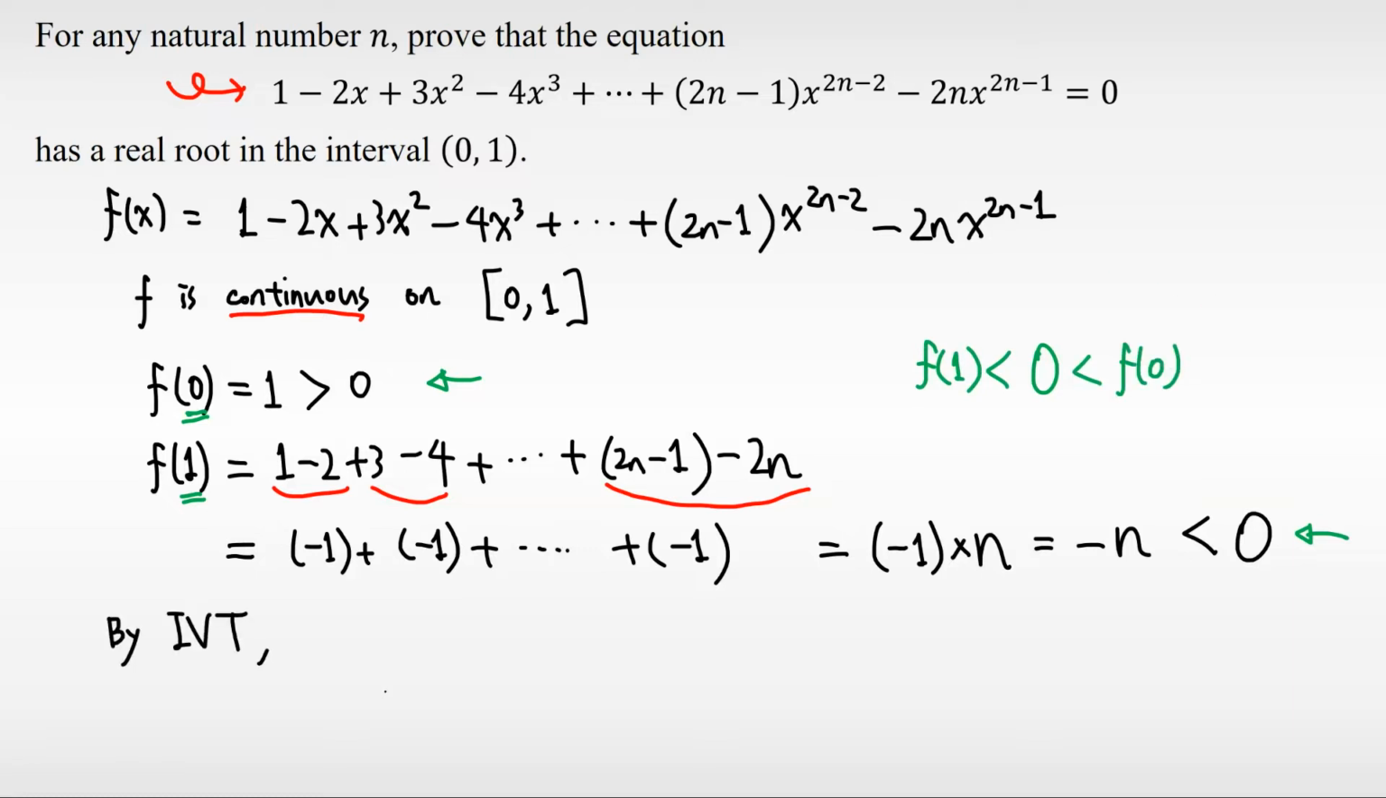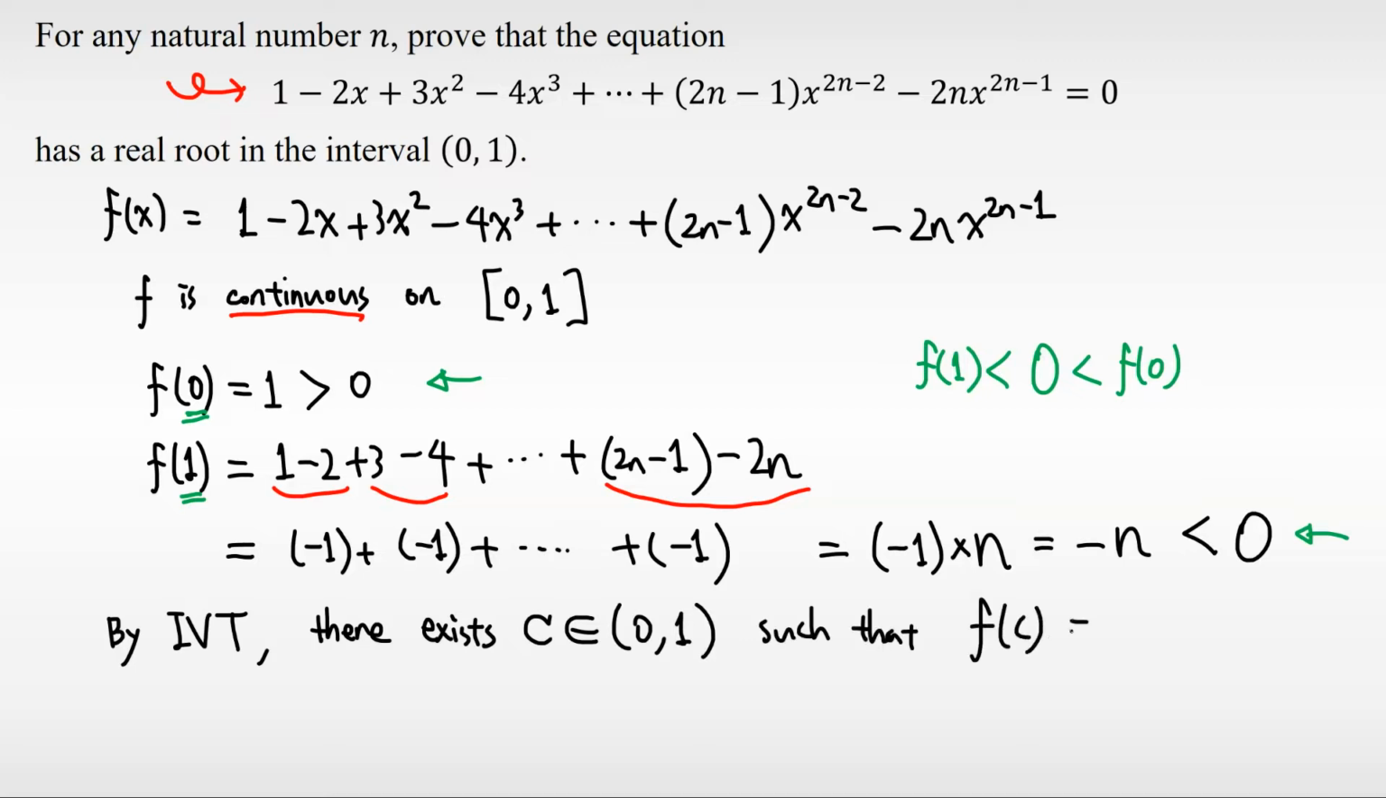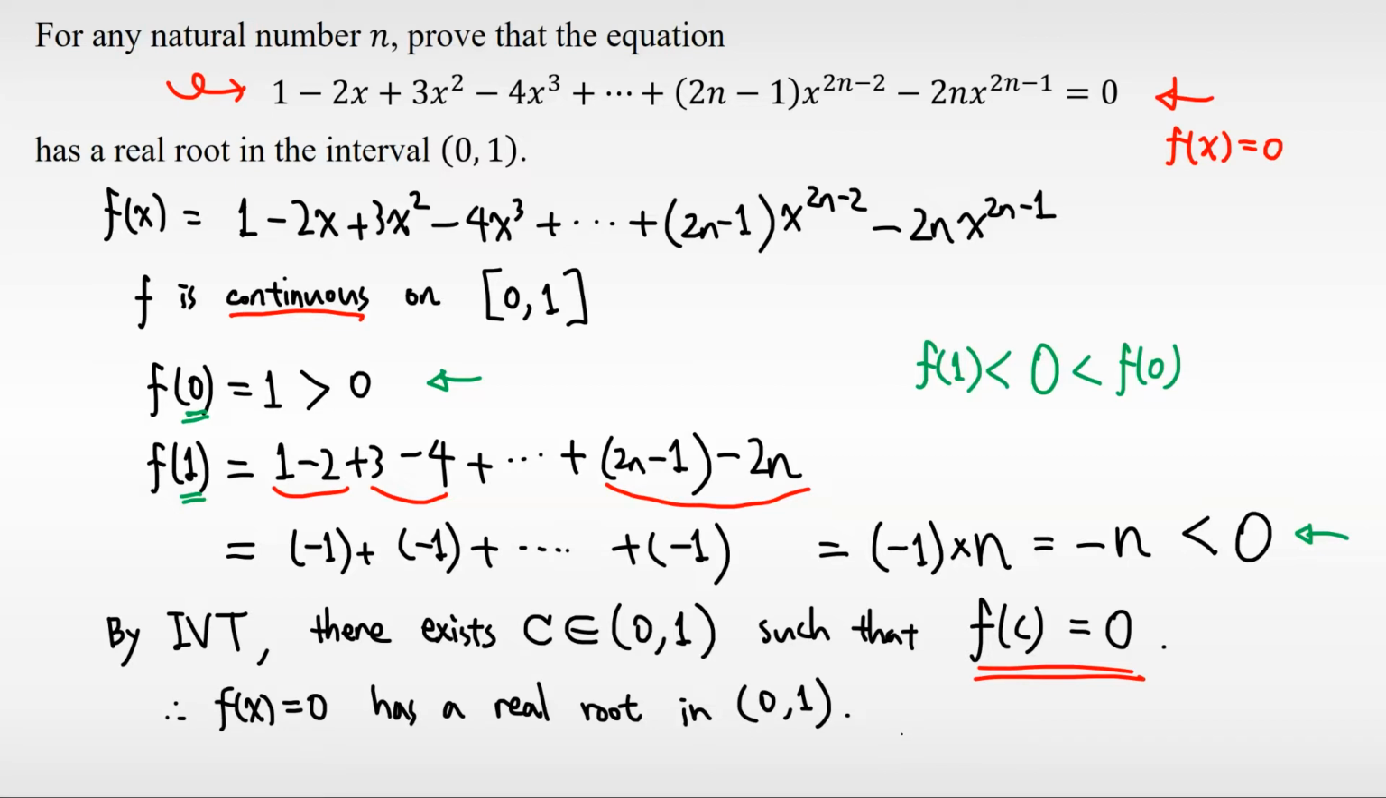Therefore, by the intermediate value theorem, there exists a number c in the open interval (0, 1) such that f(c) equals 0, which means that the given equation f(x) equals 0 has a real root in the interval (0, 1). And this completes the proof.